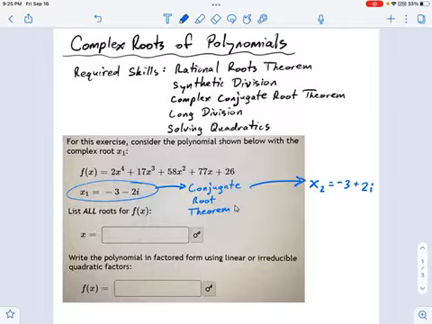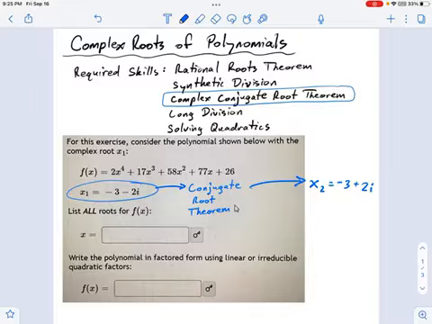Okay, and the reason is, what if all the roots were complex or imaginary? Rational roots theorem would never find them. So you'd just be spending hours. It would never get anywhere. Instead, I'm going to use the complex root theorem right here. Okay, so let's keep going and think about what complex conjugate root theorem says.